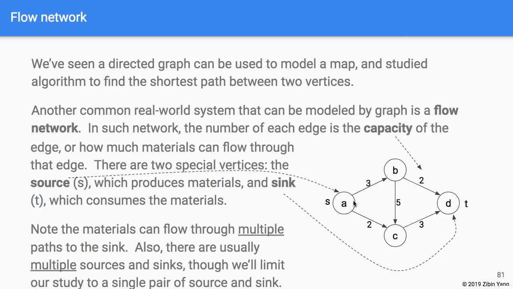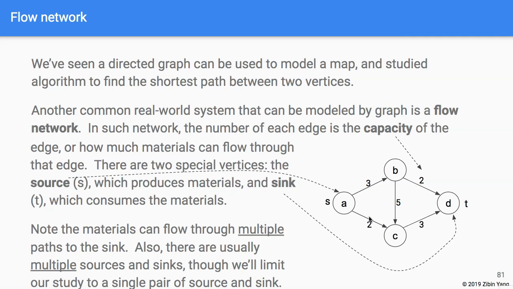And of all the vertices, there are two very special ones. One is the source. In this case, it's the vertex A, or often it's denoted with an S. The source is a vertex that produces materials and sends them out. And then there's the other special vertex, what's called a sink, which receives the materials and very likely consumes them, right?